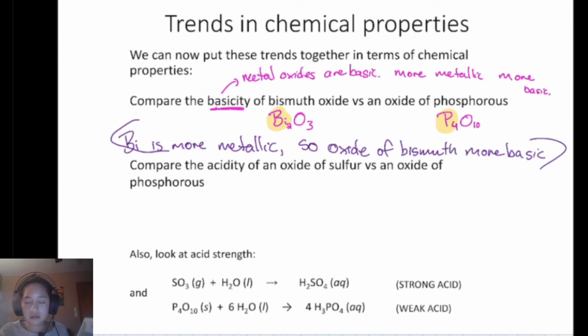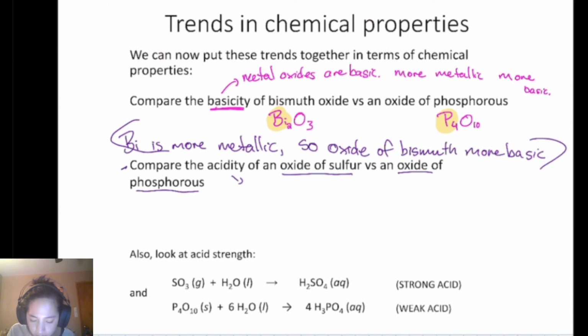So think about the relative metallicness of the two elements being compared. Since we're talking about basicity, the more metallic one will be the more basic oxide. The more metallic oxide will be the more basic one. All right, so let's do the same kind of comparison with the acidity of an oxide of sulfur versus the oxide of phosphorus. Kind of the same thing.